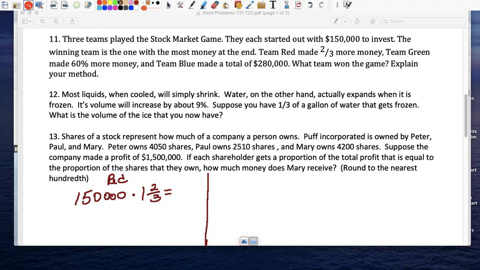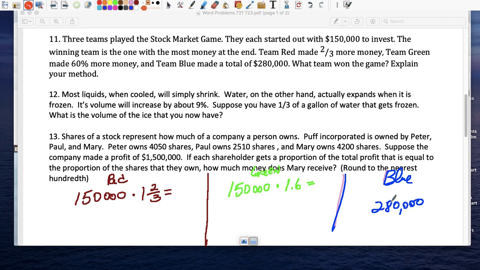Team Green. Same thing. 150,000. That's what they started with. And we're going to multiply that by 160%, right? Because it's 100 plus 60% on top. So that's the same thing as 1.6 as a decimal. And the blue team, you don't have to do anything because the blue team made 280,000.